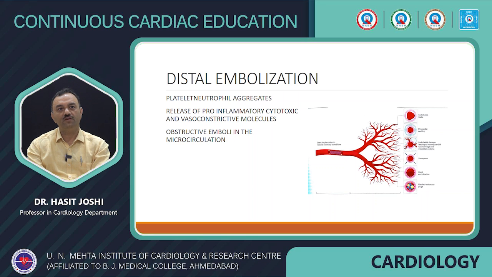Now, most of these are platelet and neutrophil aggregates which plug the smaller microvasculature and release pro-inflammatory, cytotoxic and vasoconstrictive molecules. And when these obstructive emboli in the microcirculation constitute more than 50% of the capillaries in an area, the perfusion defect is seen in the area on either myocardial contrast imaging or cardiac MR.